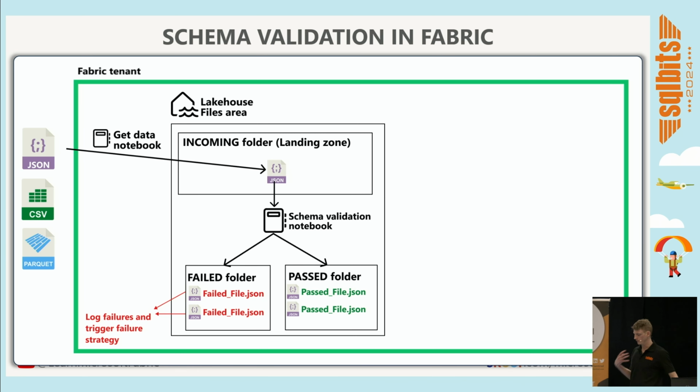Now, the output of that result of our validation checks might route that file into two different folders. Could be a passed folder and a failed folder. So if we're happy with the schema of it, put it in the passed folder. If it doesn't meet the requirements, the expectations, put it in the failed folder, we'll log it as a failure, and we'll trigger some sort of failure handling strategy. And we'll go into what that might look like at the end of the presentation.